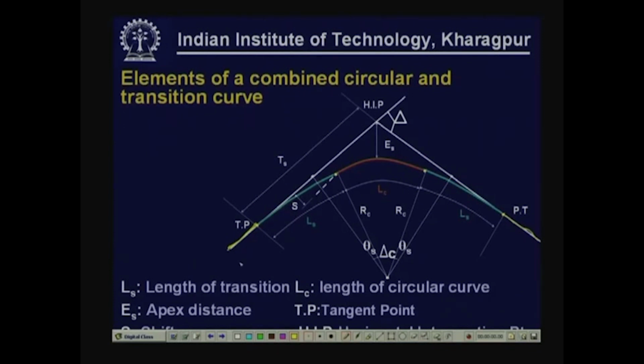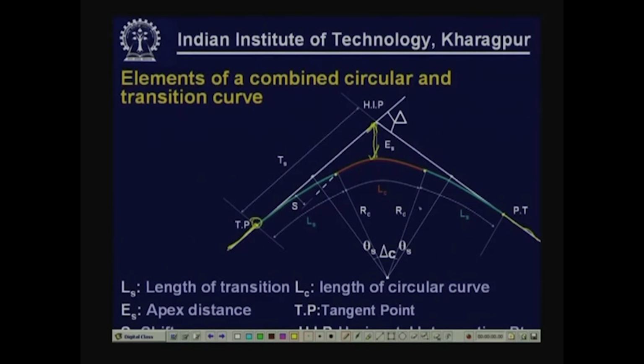Now, in this case, this length of the green line in each case is the length of the transition curve. At both ends of the circular curve the transition curves are introduced. The red line shows the length of the circular curve. This ES, this distance, is known as the apex distance.